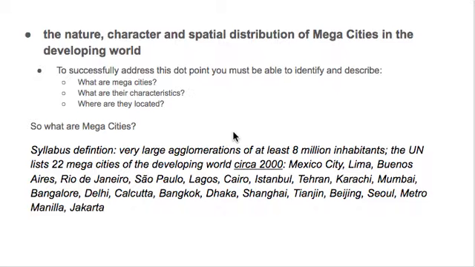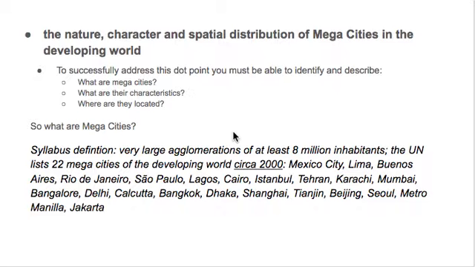So to successfully address this dot point, you need to be able to do the following. So essentially, what are megacities? Describing their nature. What are some of the characteristics and where are they located? So being able to identify them on a map, describe their spatial distribution, so are they in the northern hemisphere, southern hemisphere, what continents or regions.